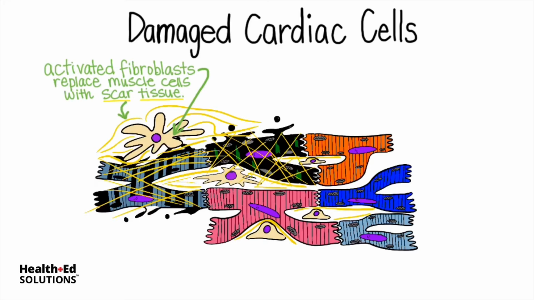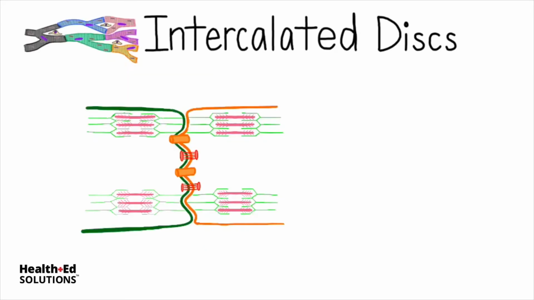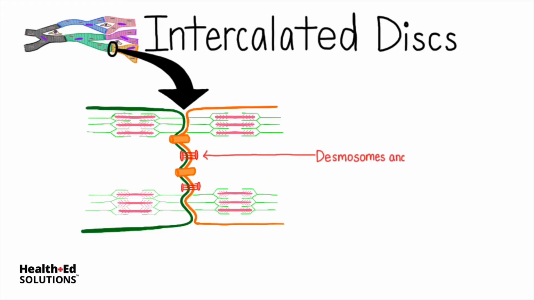After a heart attack, proteins from damaged cells spill into the bloodstream. Troponin is the best known of these, and it can be a clue as to the degree of heart damage that has occurred. At each intercalated disc, specialized protein connections called desmosomes anchor the cardiac cells together.